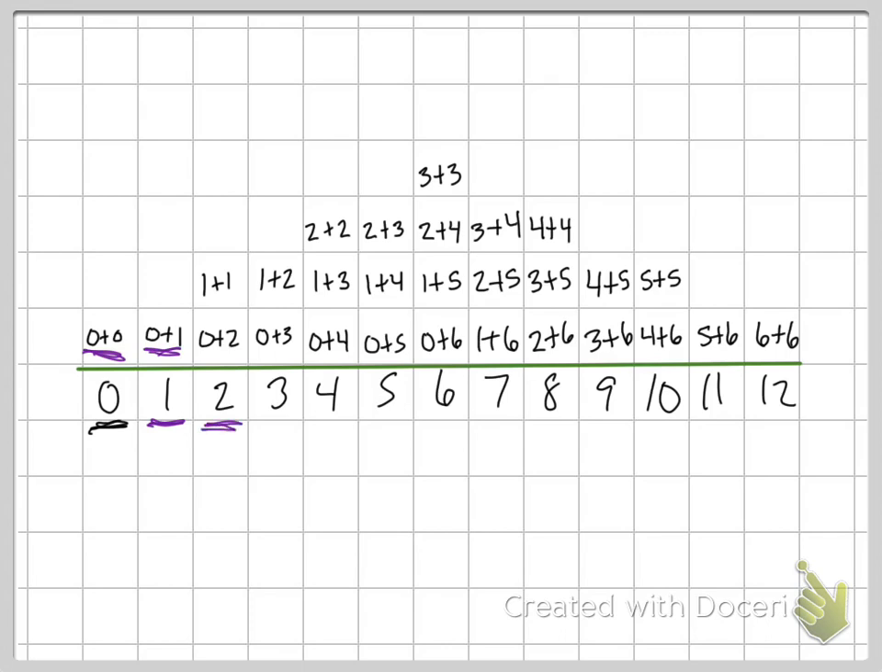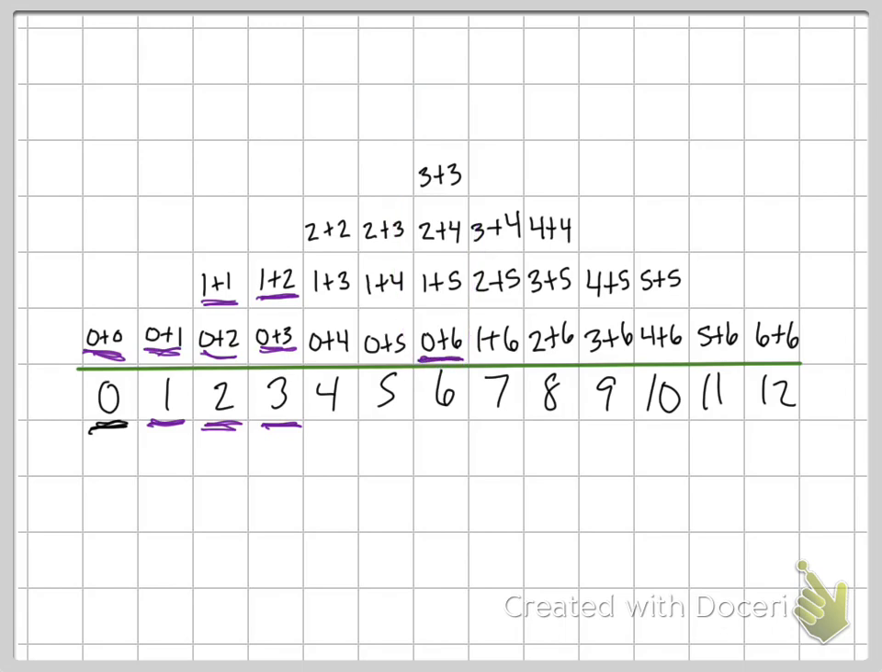If I want 2 dots, I could have 0 on one half and 2 on the other, or 1 dot on each side. If I want to have 3 dots, I can have 0 dots on one side and 3 on the other, or I can have 1 dot on one side and 2 on the other. And that continues all the way through. Once we get to 6, 6 has the most ways to have dots on my domino. There are 4 different ways.